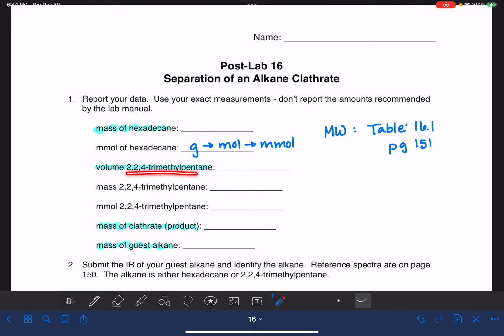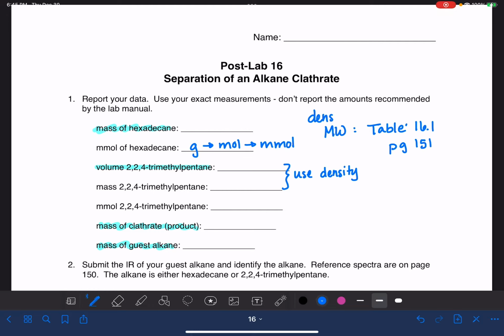For 2,2,4-trimethylpentane, because that's a liquid, you measured out its volume, or maybe you just measured its mass straight on the balance. So perhaps you just have this number already written down. But if you recorded the initial amount based on the volume, then you're going to need to convert the volume into mass using the density. And the density of 2,2,4-trimethylpentane is also provided in table 16.1.